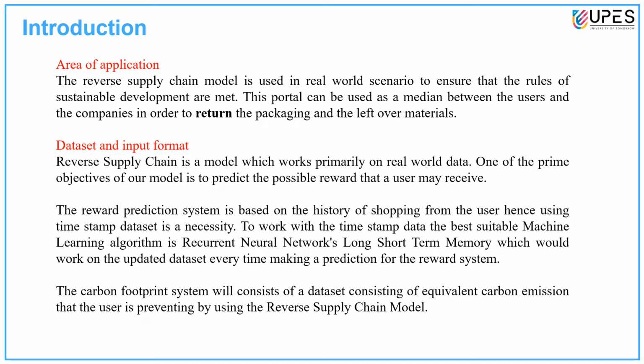Now coming to the dataset and the input format that would be used for this project. Basically, reverse supply chain is a model which works primarily on real-world data. One of the prime objectives of our model is to predict the possible reward that a user may receive. The reward prediction system is based on the user's shopping history, hence using timestamp data is a necessity. To work with the timestamp data, the most suitable machine learning algorithm is recurrent neural networks, long short-term memory, which would work on the updated dataset every time, making a prediction for the reward system. The carbon footprint system will consist of a dataset of the equivalent carbon emissions that the user is preventing by using the reverse supply chain model.